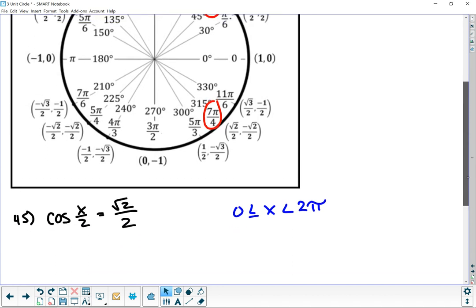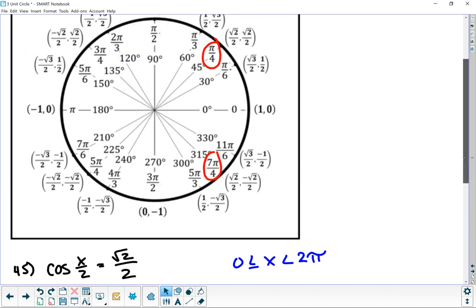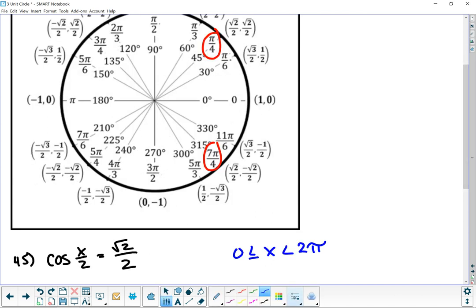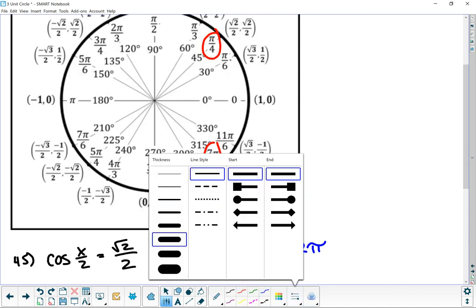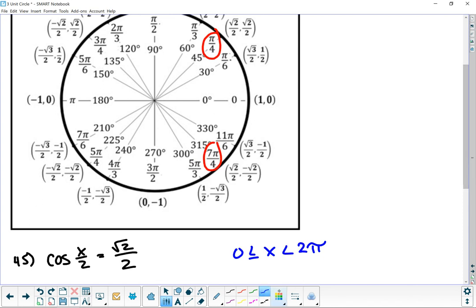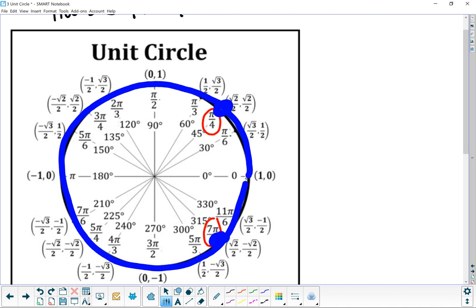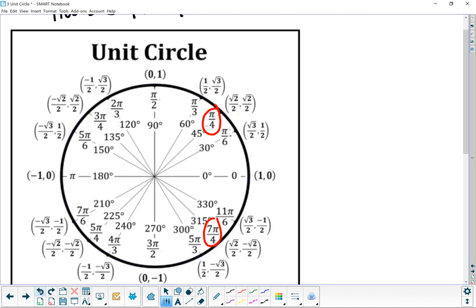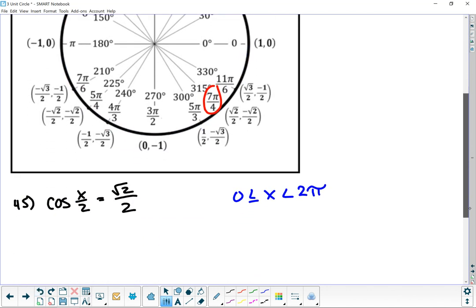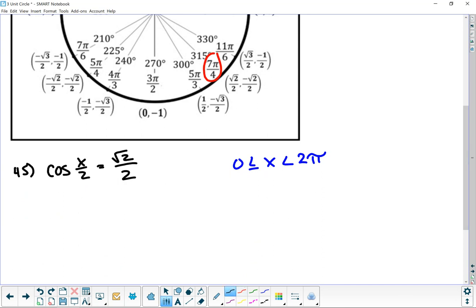Now, that's talking about the whole unit circle from 0 to 2 pi, meaning if I start at 0, and I want to find out where my answers are, I start at 0, and I go, oh, my answer's right here. And I keep going, and, oh, my answer's right here. That would be what I would be looking for, but that's not what I want at the moment, because I have to look at what this x over 2 does.